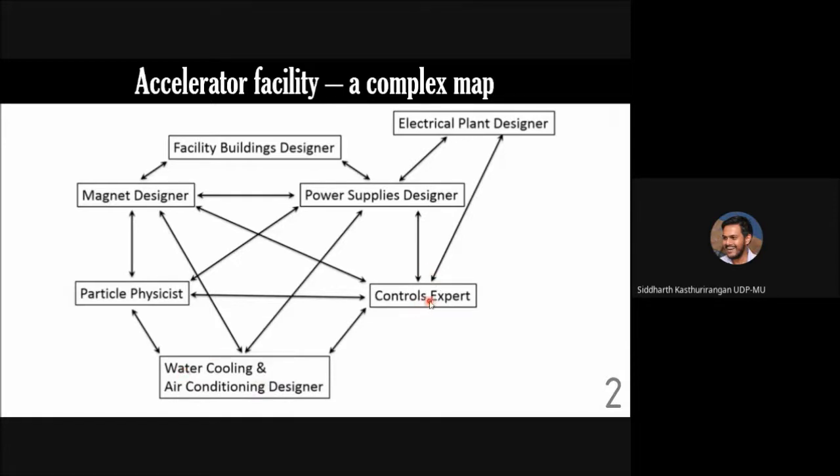Similarly, the control expert will have to talk with everything from the electrical plant to the particle physicist to the magnet designer to the water cooling and the power supply. The power supply person will have to talk to the electrical plant and also the building, because where will you place all the power supplies? And you get the picture, I suppose, that each and every one of these people doesn't have one variable but several variables. So it's a very complex map which you will have to resolve even before you start putting up the first brick or first component of your accelerator.